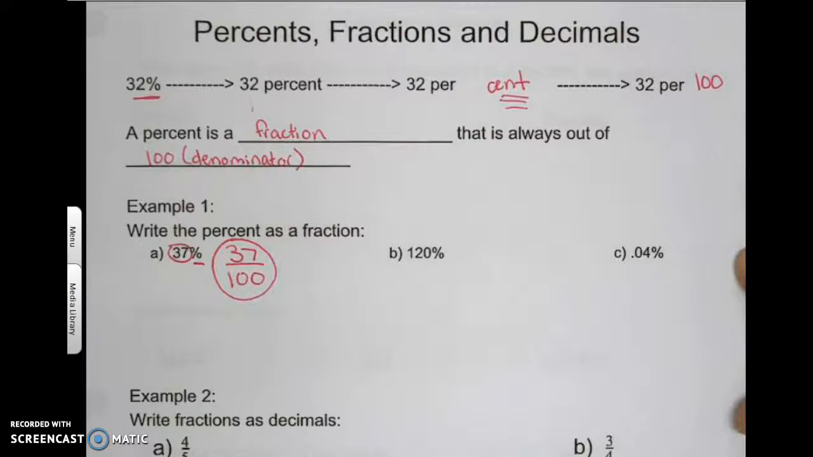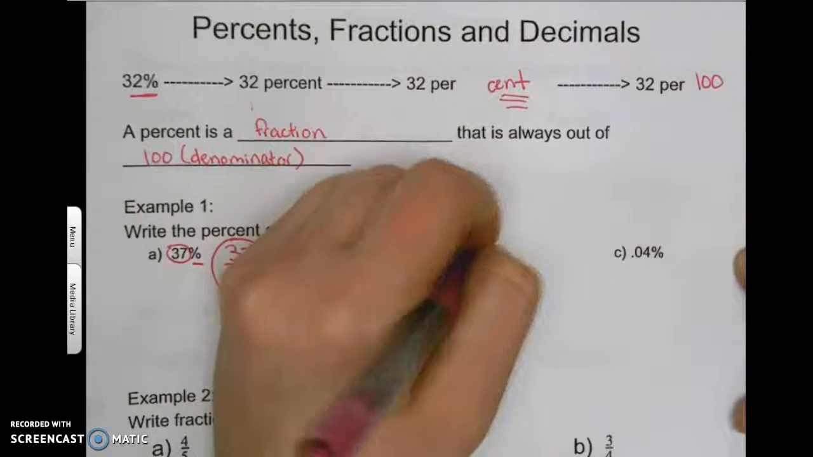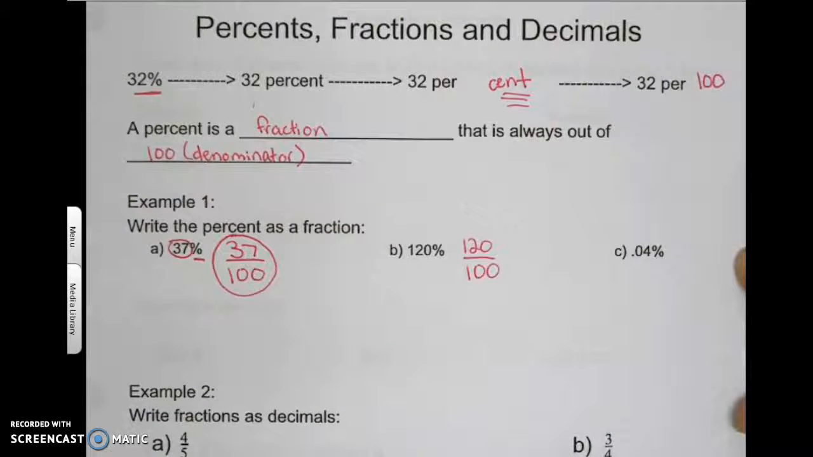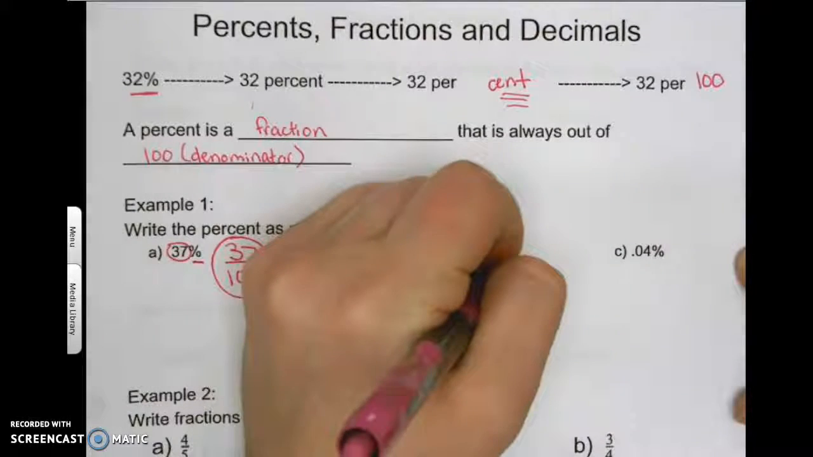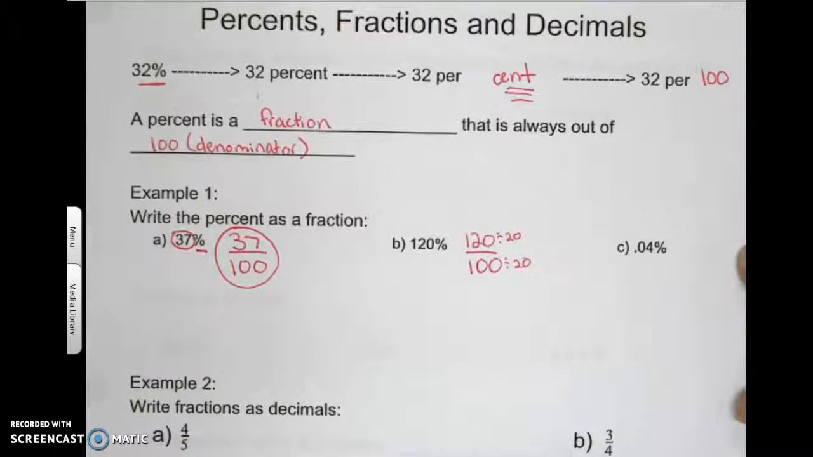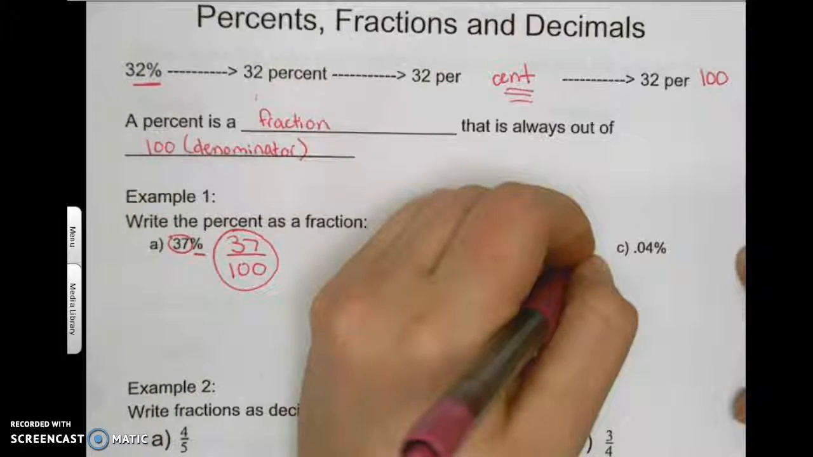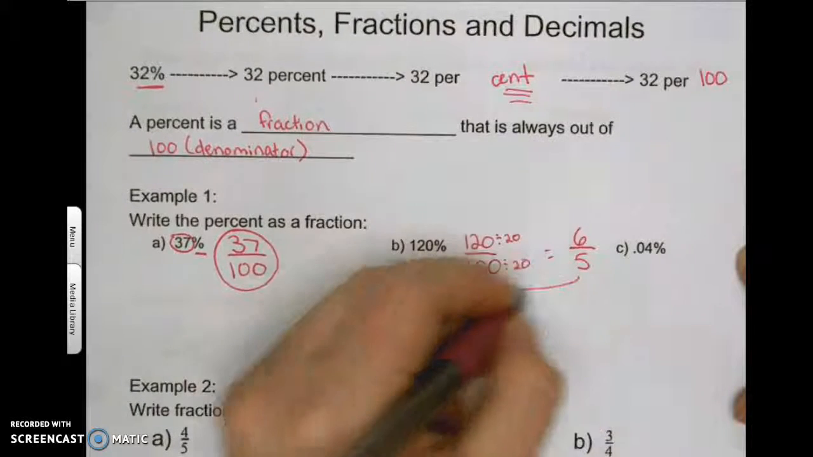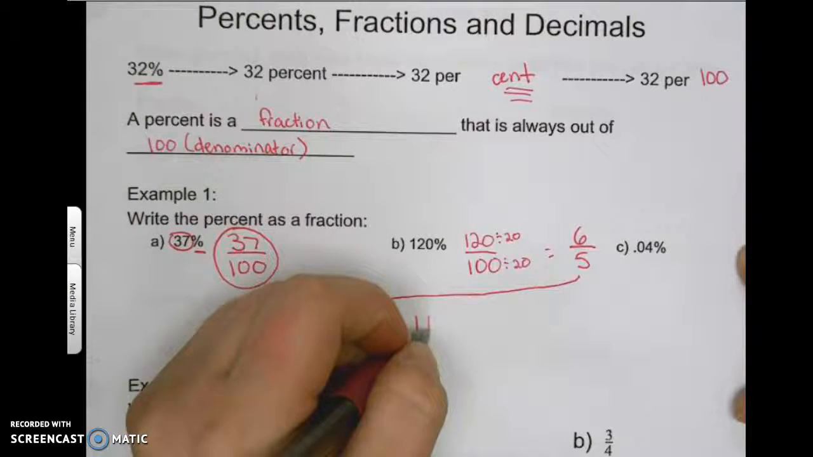Going on to letter B, we've got 120%. Again, percents are always out of 100. So we've got 120 over 100. With this one, we can simplify. 20 goes into both of them, so we're going to divide the top and the bottom both by 20. 120 divided by 20 equals 6. 100 divided by 20 equals 5. And now we can rewrite that as a mixed number. When I rewrite 6/5 as a mixed number, I'm going to end up with 1 1/5.